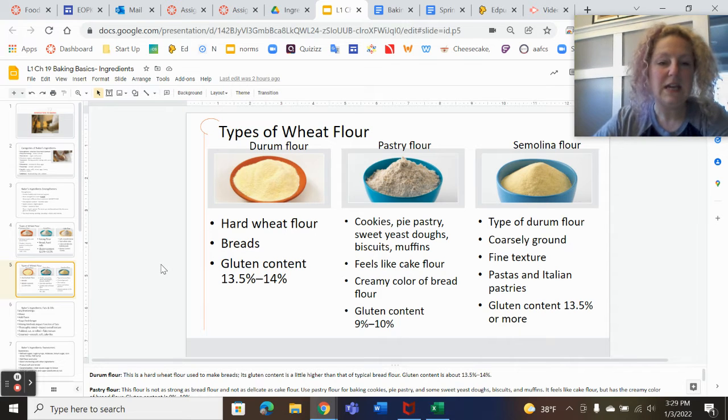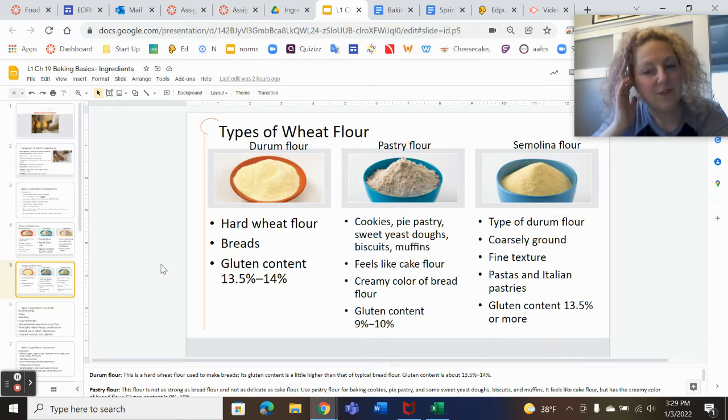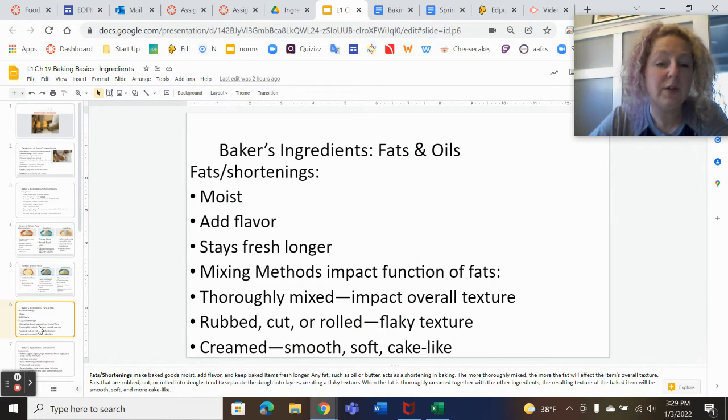This is Baking Ingredient Function Part 2. So welcome back. The last video we ended on the different types of flour. So we're going to look here at fats and oils very briefly.